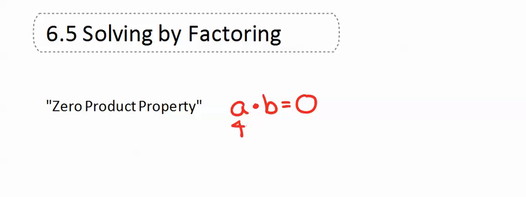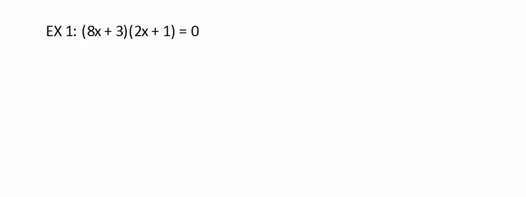Meaning A would have to be 0 because no matter what B would be, 0 times B would equal 0, or B would have to be 0. And A could be any number, because as long as you have one of the variables equal 0, the end result will be 0. And again, we're going to use that in order to solve equations by factoring.